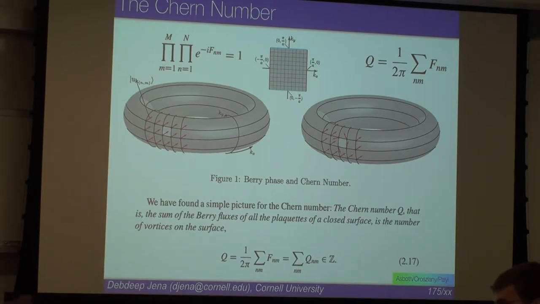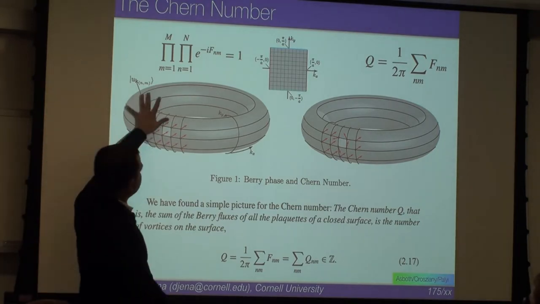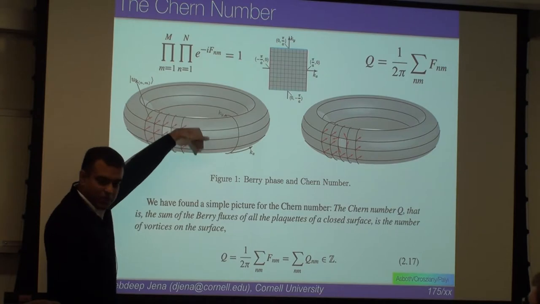Can you relate a quantity like the Chern number to, let's say, the genus of the surface? Absolutely. Genus? Yes, and we'll talk about that. The Chern number is related to how many holes or handles there are in any closed surface. Here there is one hole, for example. A sphere has zero holes. A pretzel has two, and so on. So the Chern number is related to that as well, and we're going to talk about that. By the way, the Chern number of this shape itself is related to how many holes there are.